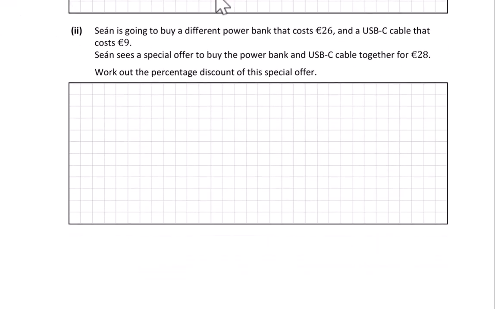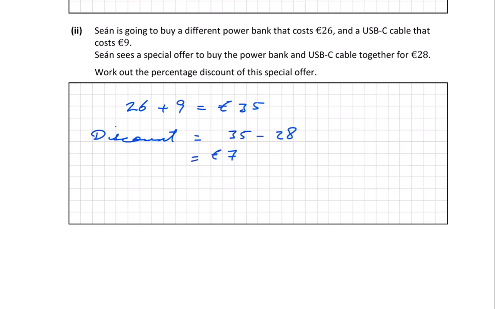Sean is going to buy a different power bank that costs €26 and a USB cable that costs €9. Sean sees a special offer to buy the power bank and USB cable together for €28. Work out the percentage discount of this offer. So the power bank and the cable, if he was to buy them separately, would be €26 plus 9, which is €35. So let's see, he could get them for 28. So the discount is €35 minus 28. So that's €7.